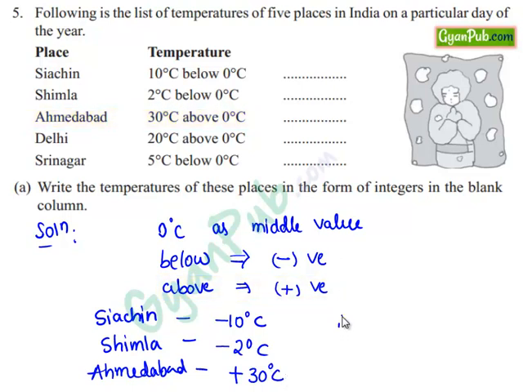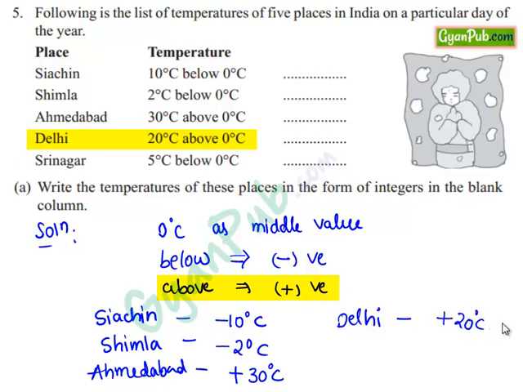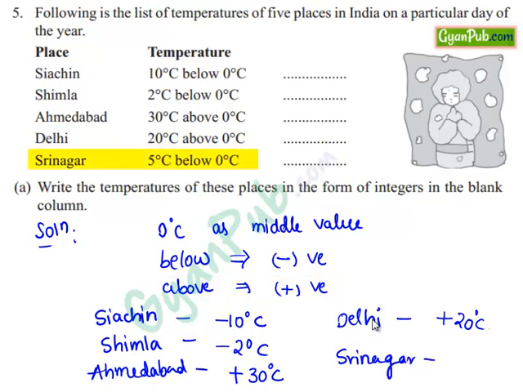Then, coming to Delhi. Delhi has 20 degrees centigrade above 0 degrees temperature. Above 0 degrees centigrade values are positive integers. So, Delhi has plus 20 degrees centigrade temperature. Finally, Srinagar. Srinagar has 5 degrees centigrade below 0 degrees temperature. Below 0 degrees values are negative integers. So, Srinagar has minus 5 degrees centigrade temperature.